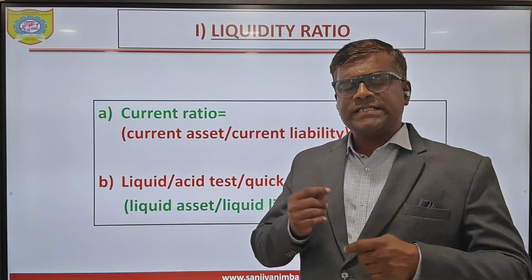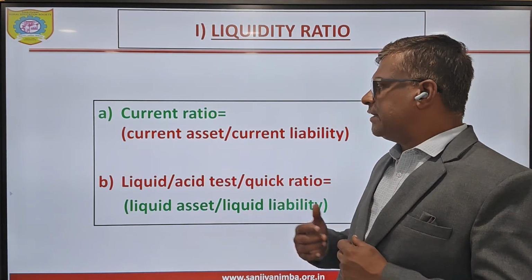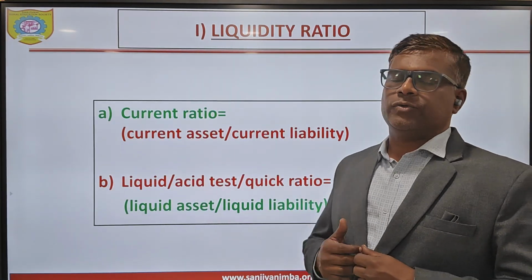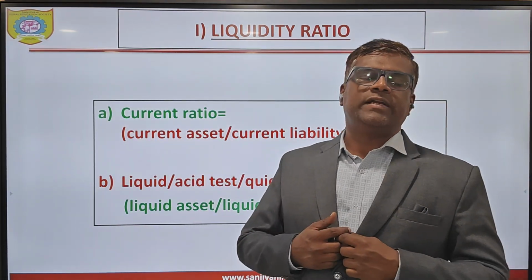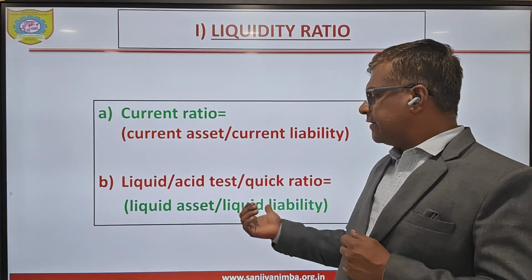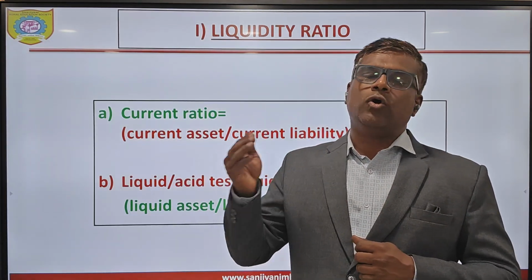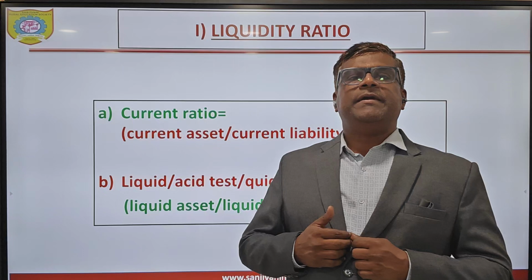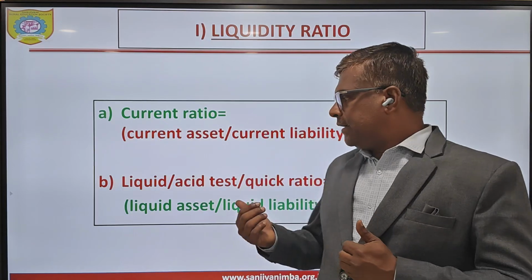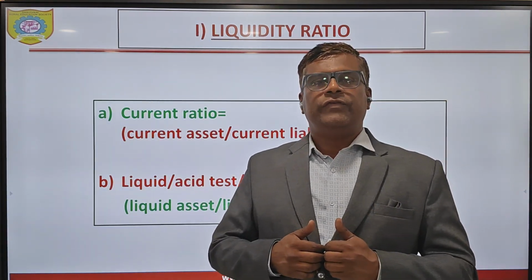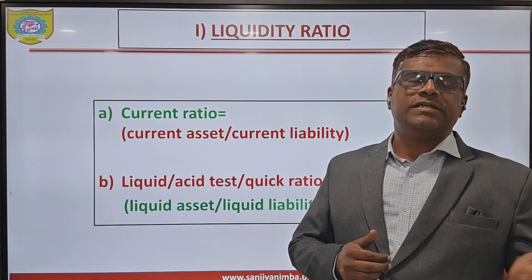Friends, to understand liquidity in a much more detailed and micro way, you have another ratio called liquid ratio, or acid test ratio, or quick ratio. This ratio is even tighter than the current ratio. The formula for the liquid ratio is liquid asset divided by liquid liability, whereby liquid asset is nothing but current asset minus bank overdrafts, and liquid liability is nothing but current liability minus bank ODs. By considering the liquid ratio, we can better figure out the liquidity ability of a business enterprise.